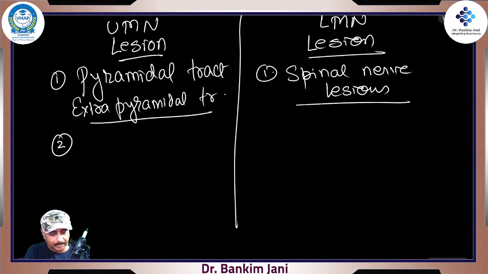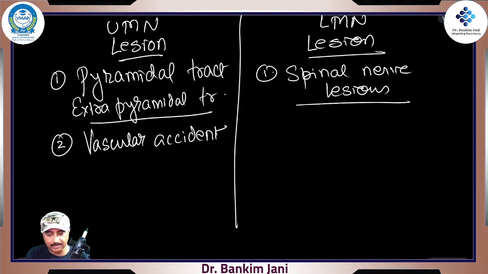So far this is okay, right? The second important point: any vascular accident in the form of hemorrhage, or a space occupying lesion in the brain, is usually related to upper motor neuron. So it is called vascular accidents.